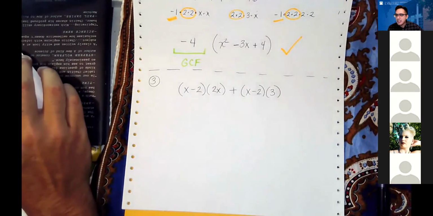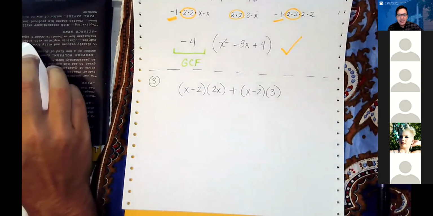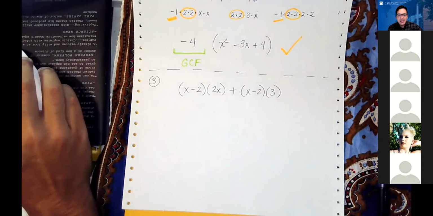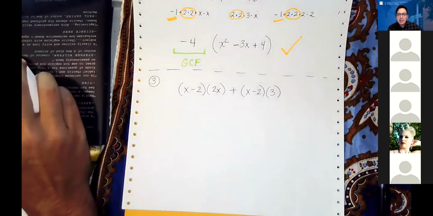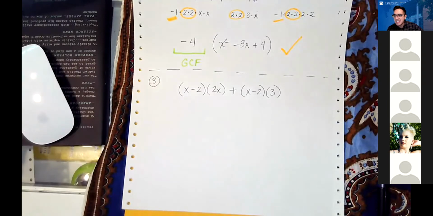I see in the chat, somebody said 4. That's a good guess. Does anybody have any other good guesses? 3. Why 3? The x minus 2, there's 2 of them. Oh, I see what you're saying. Yeah, because you're saying that x minus 2 is its term, 2x is a separate term, and then 3 is a separate term. Like they're distinct terms. Okay, I gotcha. Does anybody remember what a term is?